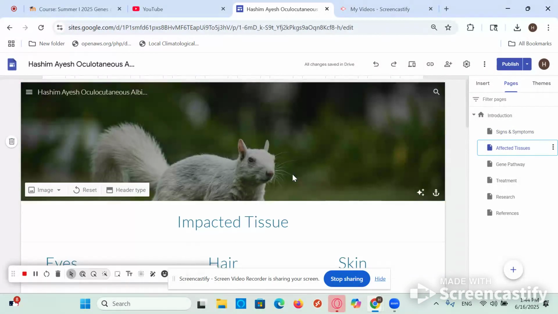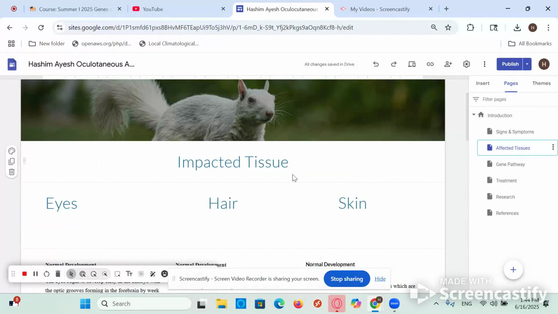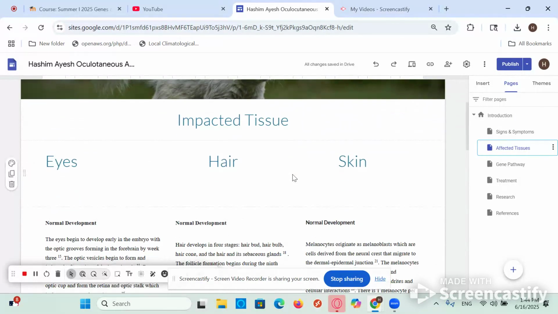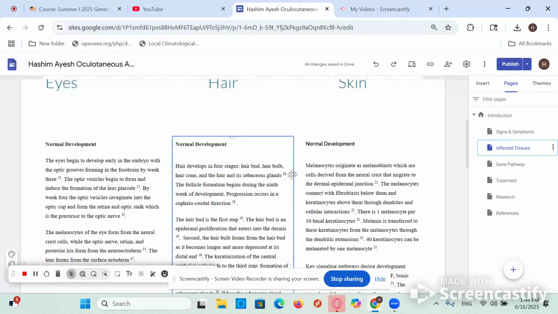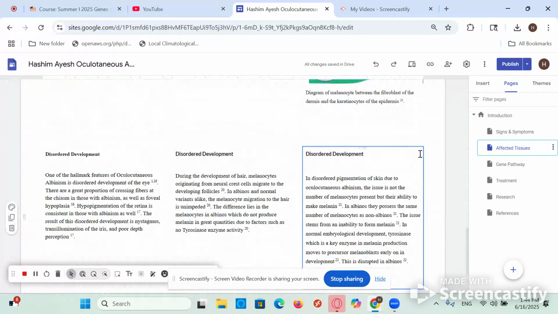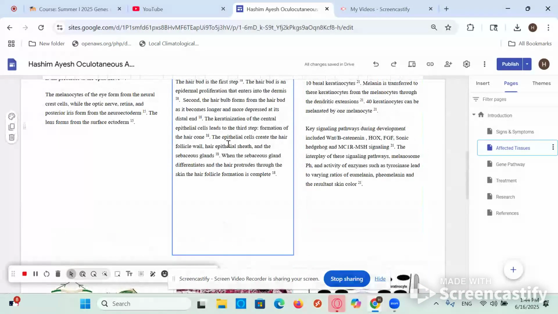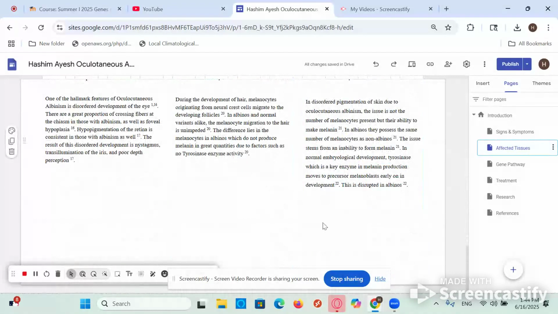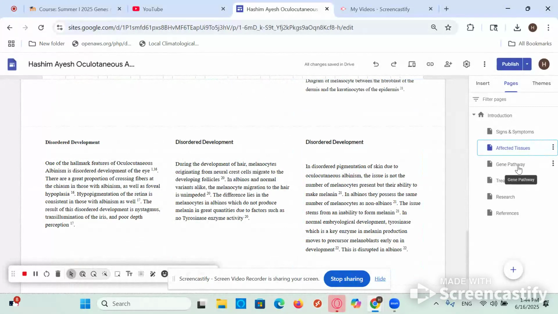I focused on the multiple signs and symptoms that you would see. Then for affected tissue, again, I chose to talk about multiple tissues as it affects multiple tissues versus speaking about one. And I like to start off by talking about the normal development, just because it gives a person an idea of how these tissues develop normally before I go on and discuss disordered development, so they understand the difference between normal and an albino development.